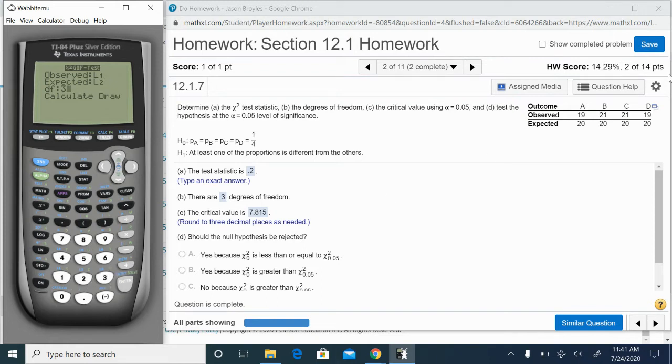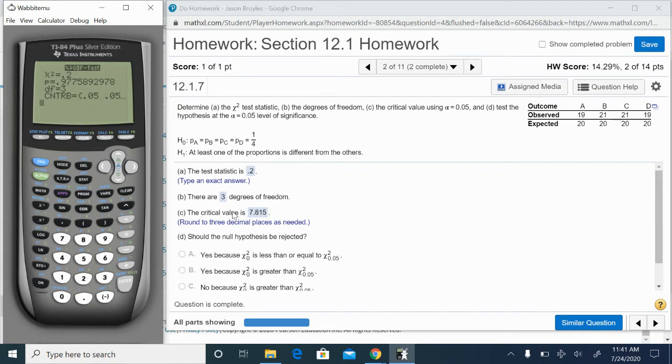My degrees of freedom is the number of categories that you have. So we have 4 categories here. Take 1 away from that, we get 3. Calculate. We get a test statistic of 0.2. Notice this p-value is extremely large. Degrees of freedom are 3. I talked about that, 1 less than the number of categories you have.